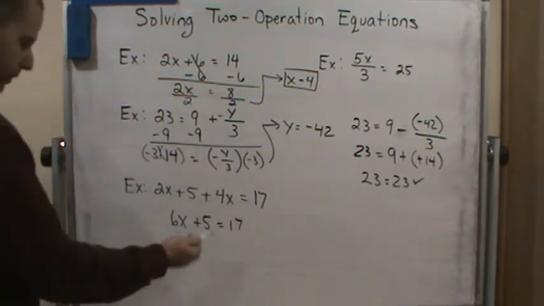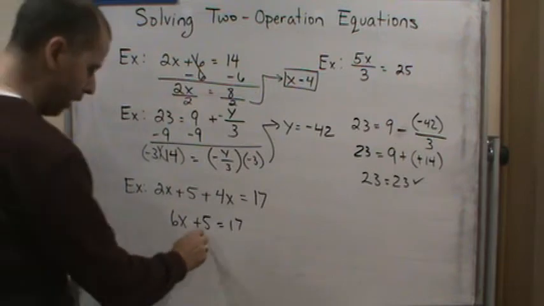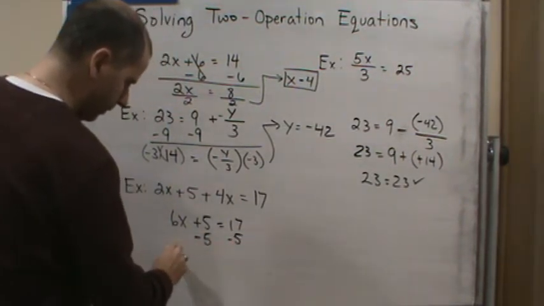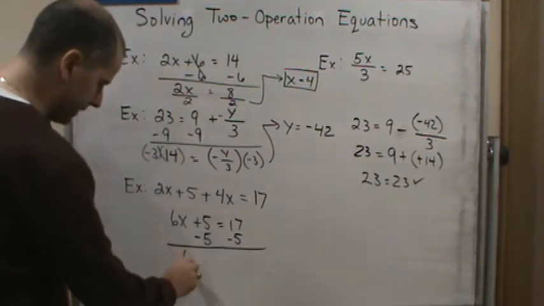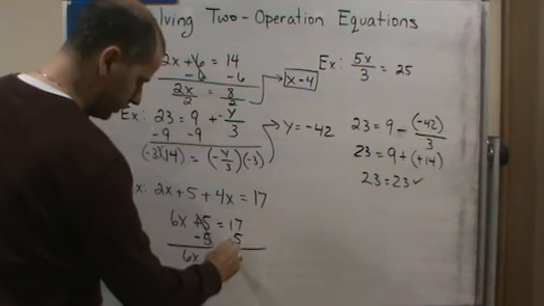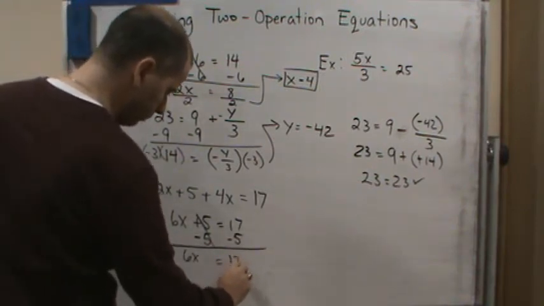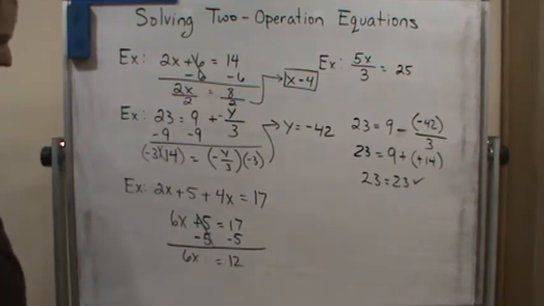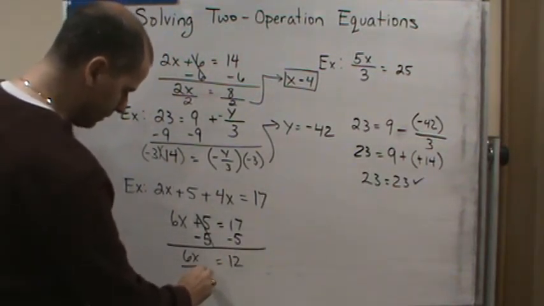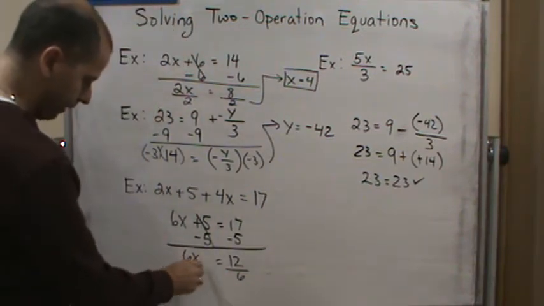And now I'm going to start using the addition property and the multiplication property. So now I'm going to subtract 5 from both sides. So that means I get 6x, this adds to 0, and I get equals, and this becomes 12. So then now what do I do? Now I'm going to divide both sides by 6, because I'm multiplying by 6.